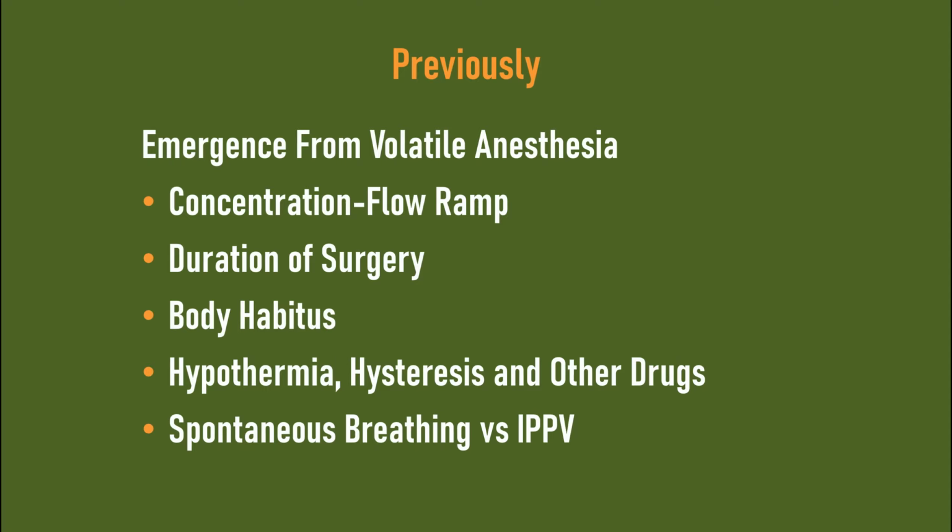In the previous tutorials, we looked at emergence from volatile anesthesia. We talked about the concentration flow ramp, duration of surgery, body habitus, the impact of hypothermia, hysteresis, and other drugs. And we also talked about emergence from anesthesia associated with spontaneous breathing versus intermittent positive pressure ventilation.